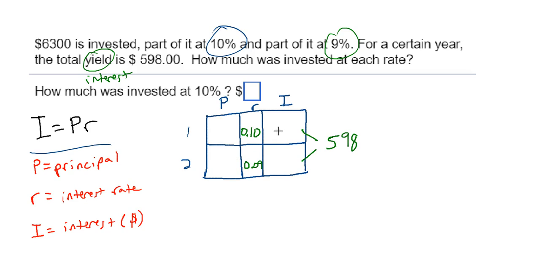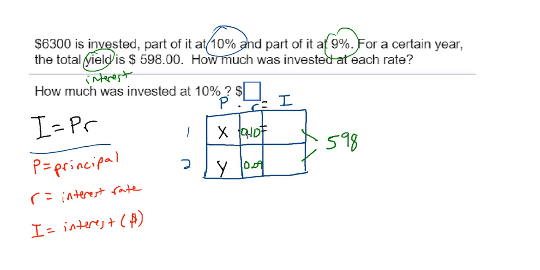And so we don't know anything else on this table, so we're going to have to start using a variable, or two variables, as the case may be. I'll let X represent the amount invested in the first investment. I'll let Y represent the amount invested in the second investment. Then we use the formula to fill in the last column.